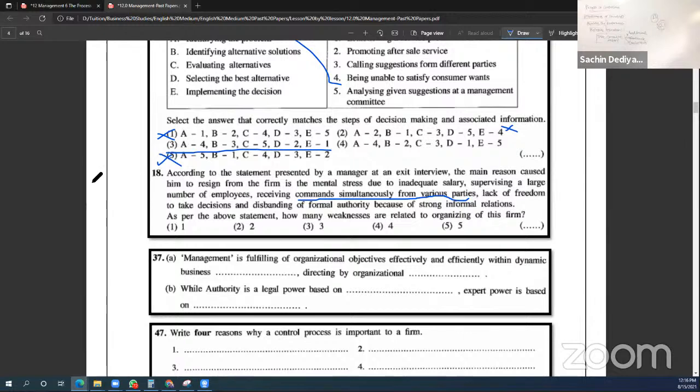Now, without any doubt, there are a large number of employees. One reason is receiving commands from various managers at the same time, the same moment. Number 2, lack of freedom to take decisions. Lack of freedom to take decisions. If you say that, you can take something like, this has to be more centralized.